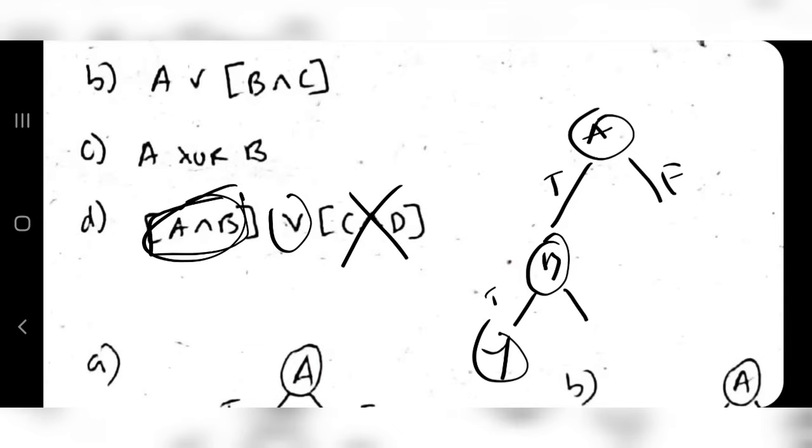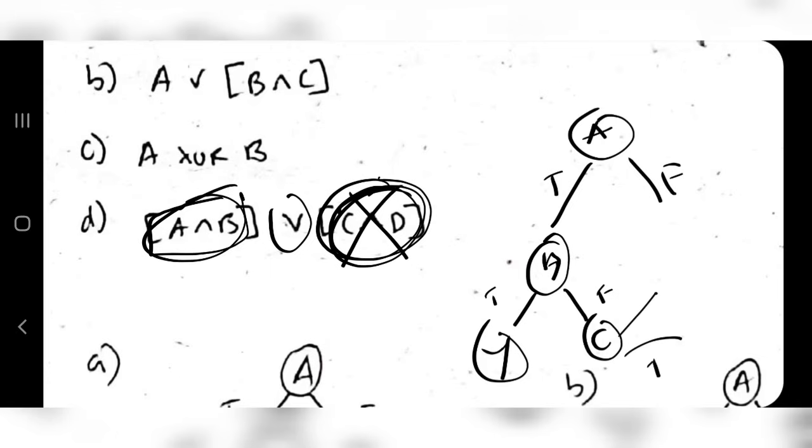If B is false, then again I have to consider this one. I cannot tell the whole equation is false. Why? Because what if this becomes true after this one? B is false, but this whole is true. Like for example, then I'll consider C. C will have two values, true and false.